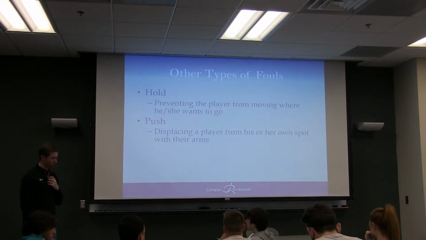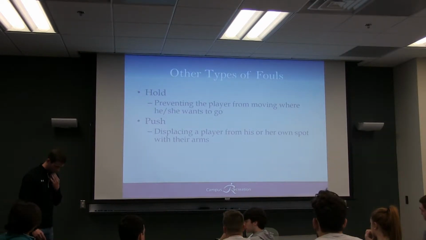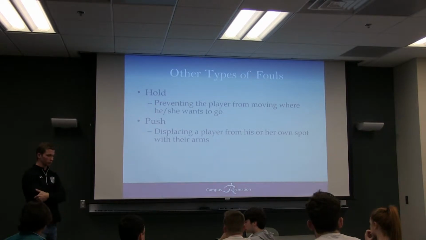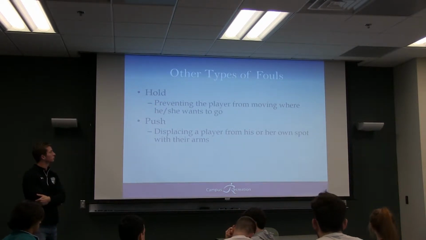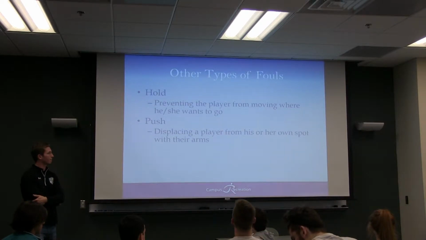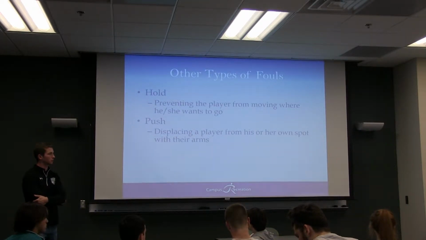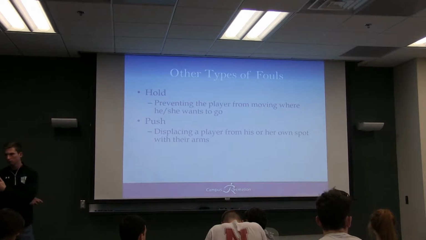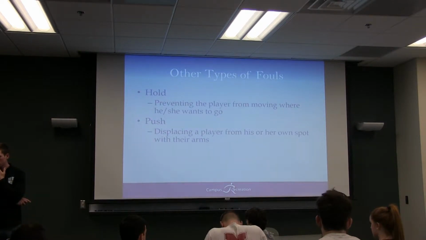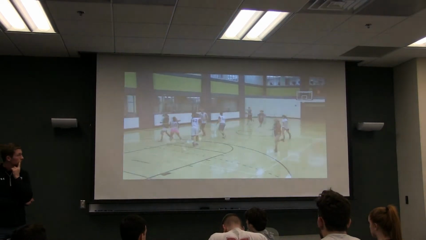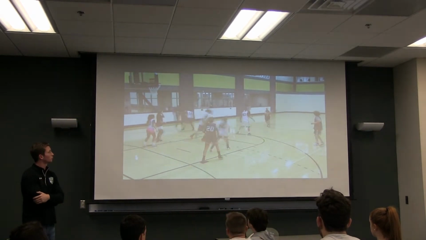You know, the other types of fouls that we didn't go over: a hold, kind of the same thing as a hand check, but you're holding them. A push, displacing a player with your arms, pushing them. And as Danny mentioned, there's no over the back, but it would be a push if they make contact and they go for a rebound and do go over the back.